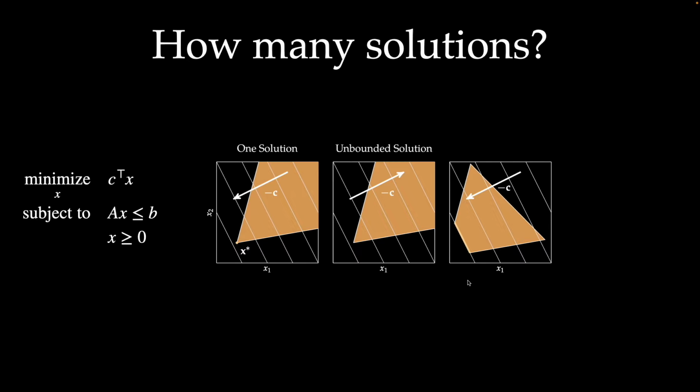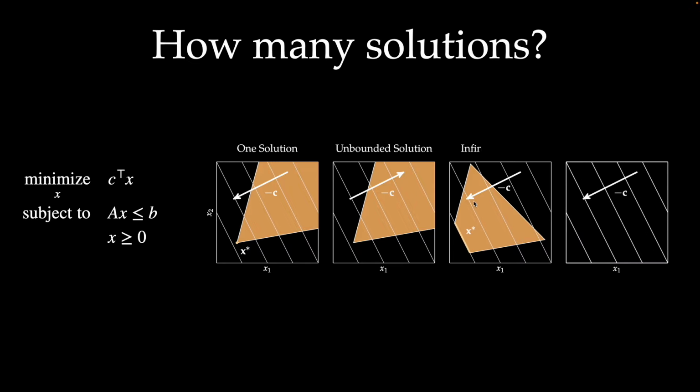In this case, this is similar to the case that we just saw. This is where we have points along the face, and that face is parallel to the contour lines and perpendicular to the negative C vector here. So we're going to have infinite solutions. All of these points along this face are going to be optimal.